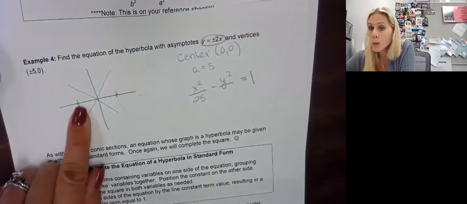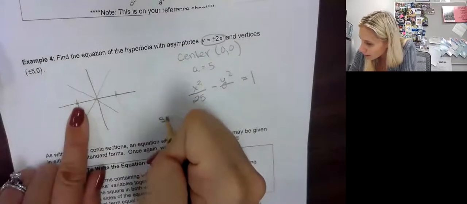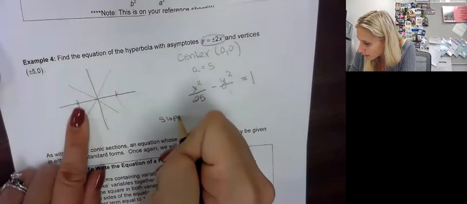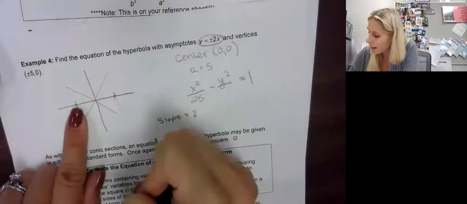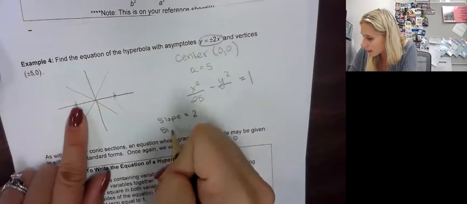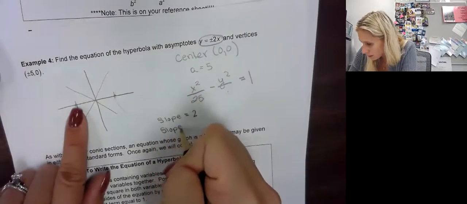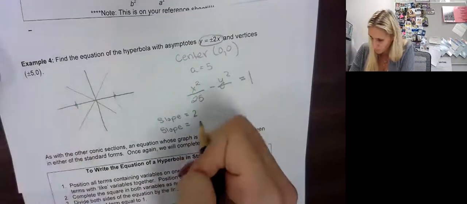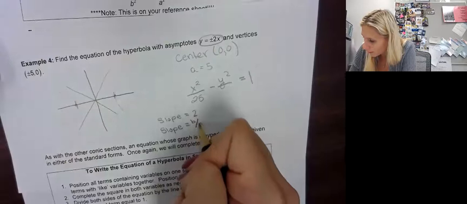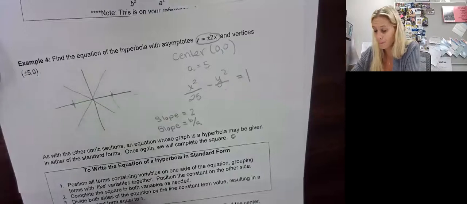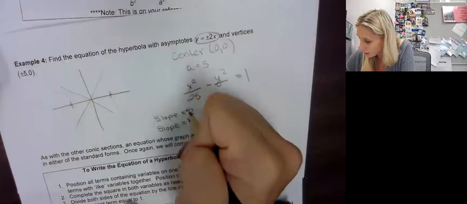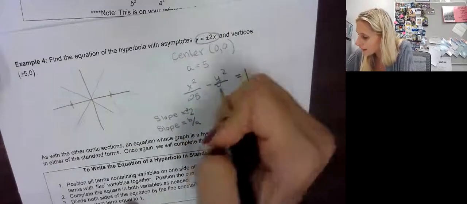2x. Well, 2, so if you remember, the slope equals 2. And we know from the last problem that the slope was B over A. Okay, rise over run. So if I set these two, they're both plus or minus, if I set these two equal to each other, so B over A equals plus or minus 2.